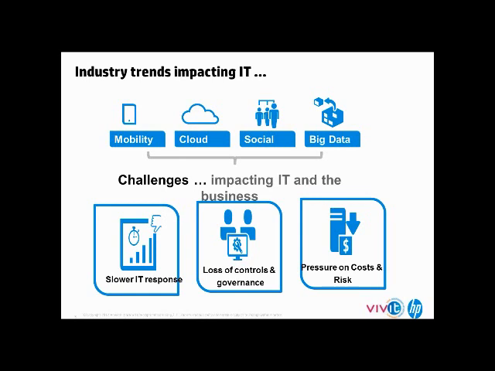Although all these four technologies present the opportunity for business to enhance their dollar numbers, at the same time the opportunities are being challenged by some of the IT challenges that are prevalent today.